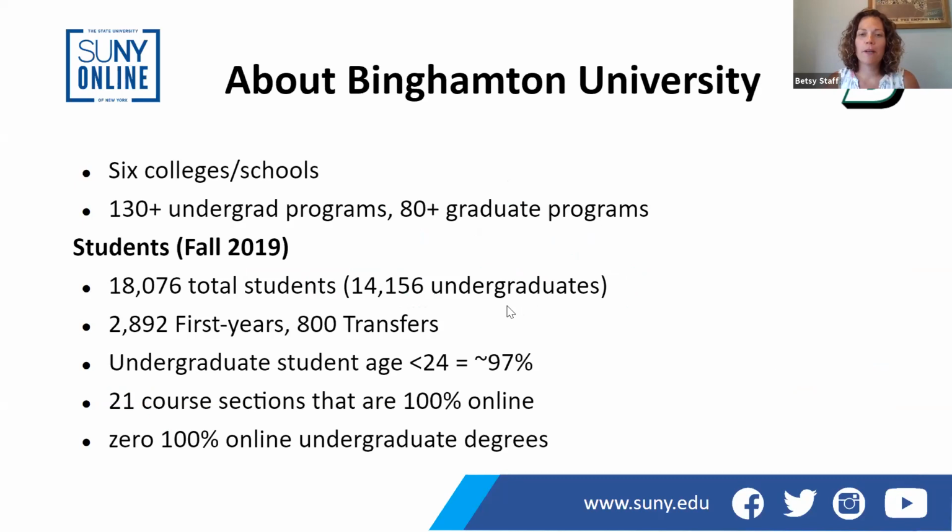Thank you. A little bit about Binghamton University. We are made up of about six colleges or schools. We have about 130 or so undergraduate programs with 80 or so graduate programs. Our overall campus population is about 18,000, with a graduate population of about 14,000. For the new students coming in for the summer orientation program, these are fall 2019 numbers, we have about 2,900 first year students and 800 transfer students. At this moment, zero of our online undergraduate degrees are 100% online, and there are 21 courses that are 100% online. This is obviously all before COVID-19 and what the fall may bring. Slide, please.